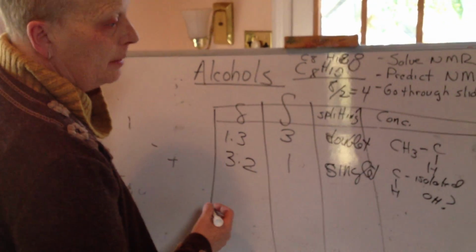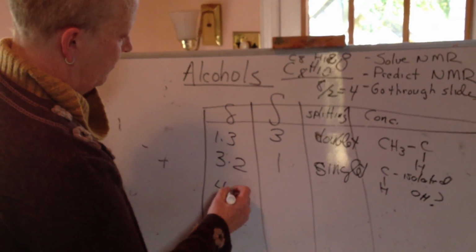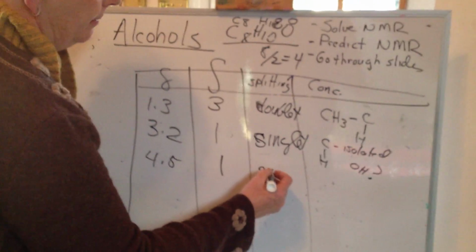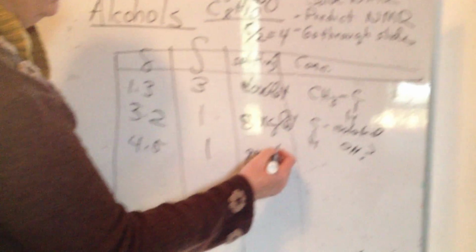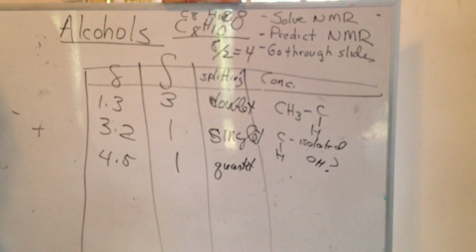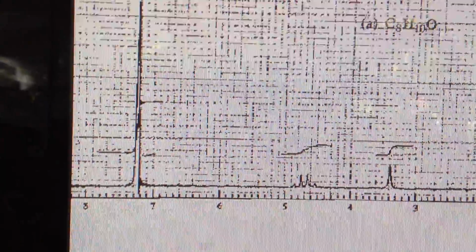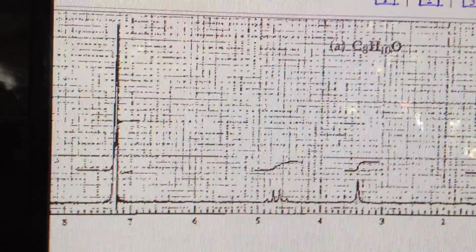The next peak is at about 4.5, and it has an area of 1, and it's a really tiny quartet, okay, which I drew on the board before. We can look at that again. It's a very tiny quartet. You can see the small outer peaks and the two inner peaks, and in a few minutes we'll explain why that's so. Okay, what does this mean?